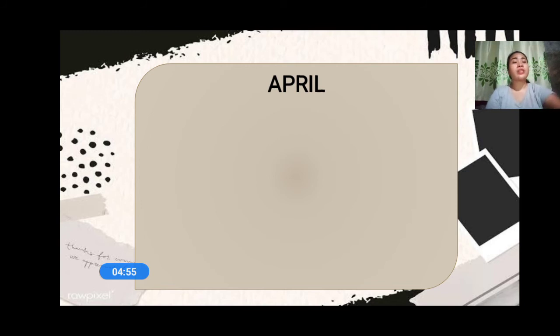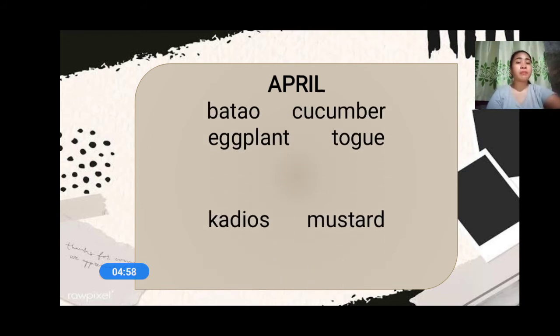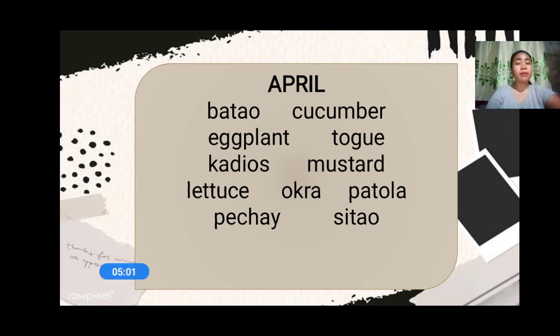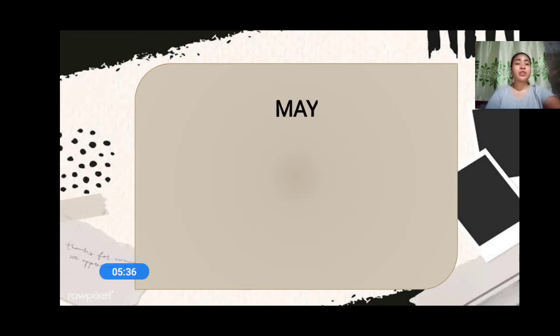So here are the vegetables that can be planted during April. We have bataw, cucumber, eggplant, toge, kadyos, mustard, lettuce, okra, patola, pechay, sitaw, radish, and squash. Okay, so what are the vegetables that can be planted during April? Very good, everyone. We have bataw, cucumber, eggplant, toge, kadyos, mustard, okra, patola, pechay, sitaw, radish, and squash. And then let's proceed to May.